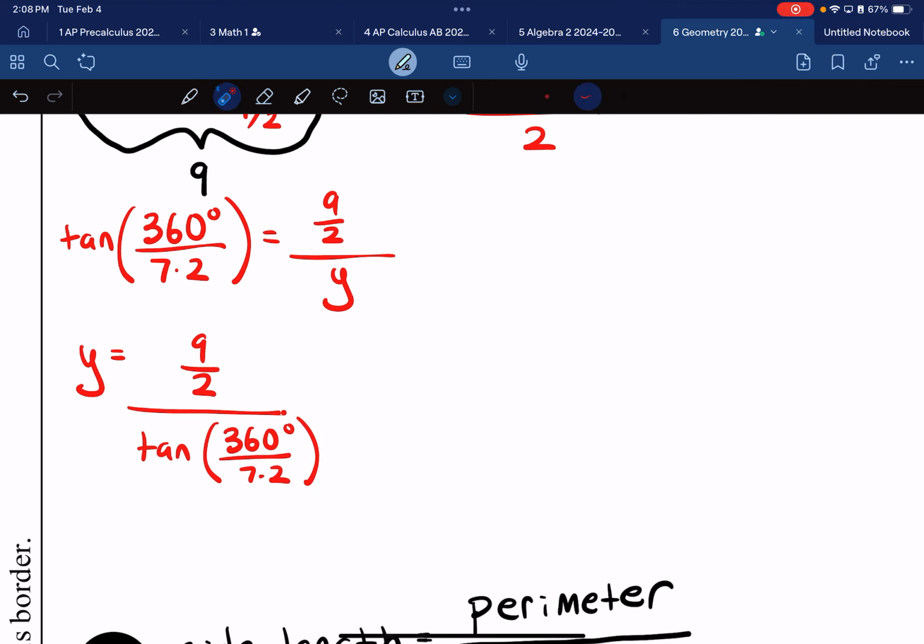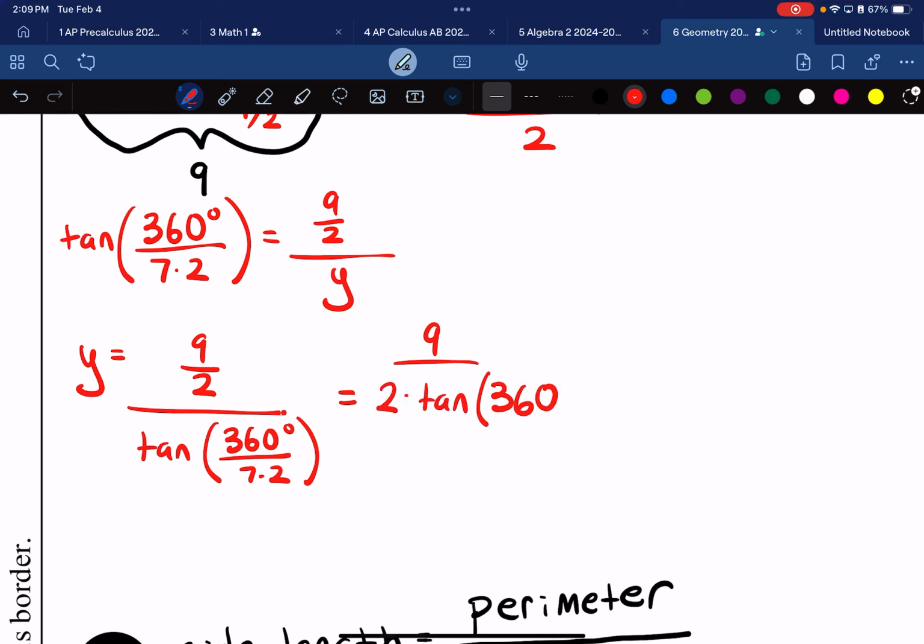And now I'm going to use that trick where I have a fraction divided by a single number. I'm going to stick this single number down here in the denominator. So this is now going to be equal to 9 all divided by 2 times tangent of 360 degrees divided by 7 times 2. So now I have the height. This right here represents the height. I'll write a note to myself that that represents height. So this quantity right here is the height of the triangle.